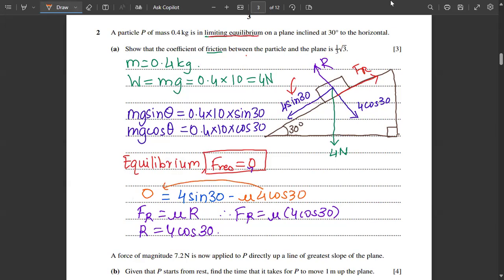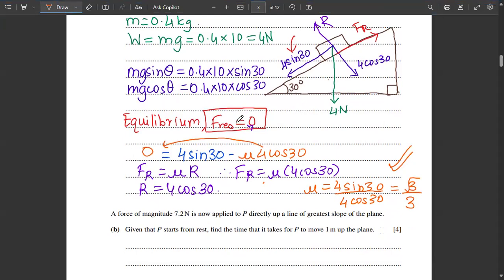Now I will take this here. So we will have μ 4 cos 30 is equal to 4 sine 30. Now this will go down. So it will give us μ equals 4 sine 30 upon 4 cos 30. So the answer will be, if I put this in the calculator, the value for μ is sine 30 upon cos 30. The value is root 3 upon 3. Yes, and our answer is correct. They have told us to show that the coefficient of friction is root 3 upon 3. So we have gotten our answer. Let's move to the next question.